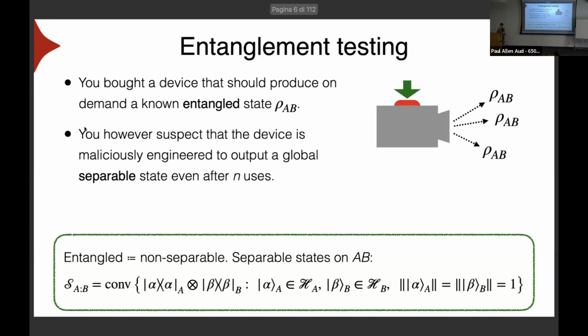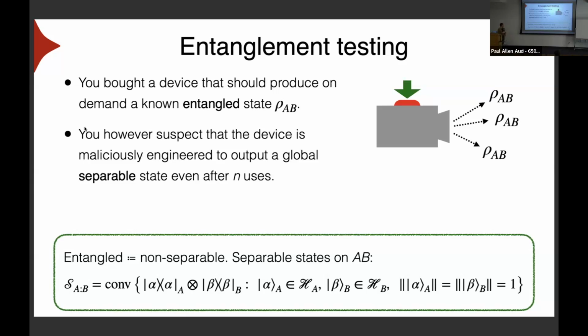Okay, so what you suspect is that in fact the device is maliciously engineered or something, and what it does is it doesn't prepare the state ρ_AB, but in fact it prepares a separable state. Even if you press the button n times, what the device does is it produces a separable state. That's kind of dangerous because it would mean that it doesn't output the quantum correlations that maybe you need for your, I don't know, QKD protocol. And it does, in fact, prepare a separable state that has no quantum correlation. So maybe the secret key you thought you would be sharing with Bob is no longer there. It's actually been leaked out.